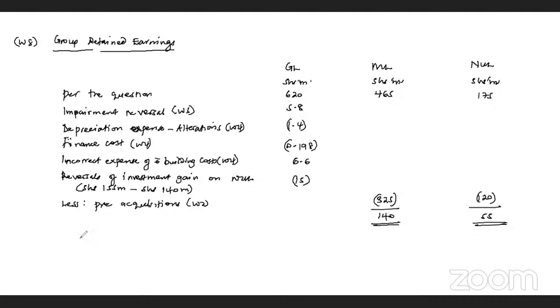Of course, those are the post-acquisition earnings. You can come and say group share. In ML, the group has a shareholding of 60%. So that will be 60% of 140, which gives us 84. Then in NUL, we have a shareholding of 56% times the 55, giving you 30.8.